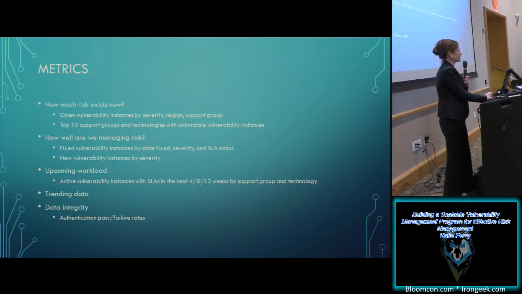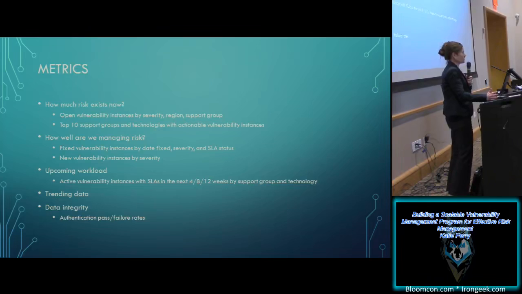Metrics. So some of the things you want to report on the dashboard. How much risk exists now? This is a question CTOs and leadership above that level are going to want to know. One way you can show this is: what are all my vulnerability instances by severity, region, and support group? And then what are the top 10 support groups and technologies with actionable vulnerability instances?